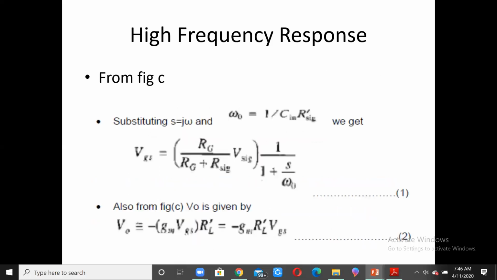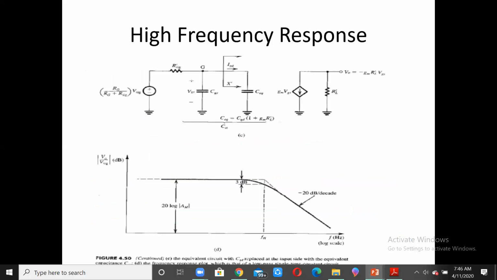So having mentioned that, we can use figure C again. The total capacitance is equal to C in, that is CGS plus CGD into 1 plus GM RL dash. Now R sig dash and C in will become a low pass filter, or what is known as an integrator. Again, this voltage is distributed between R sig dash and the total capacitance, which is known as C in.